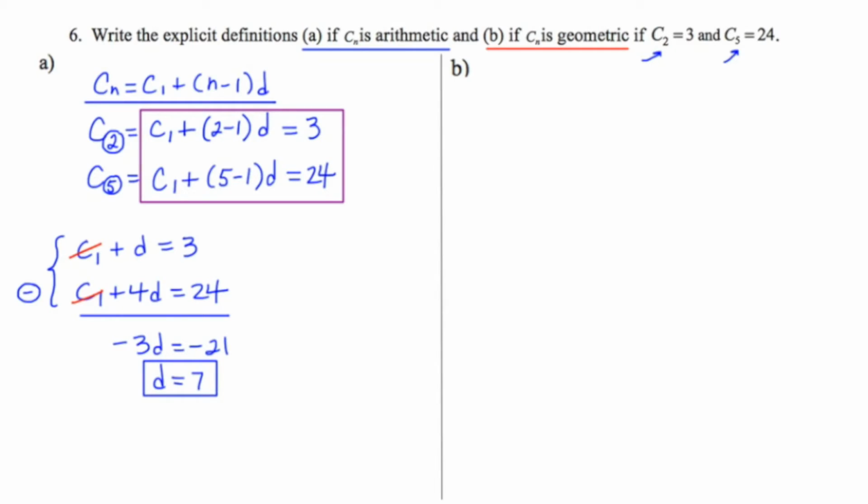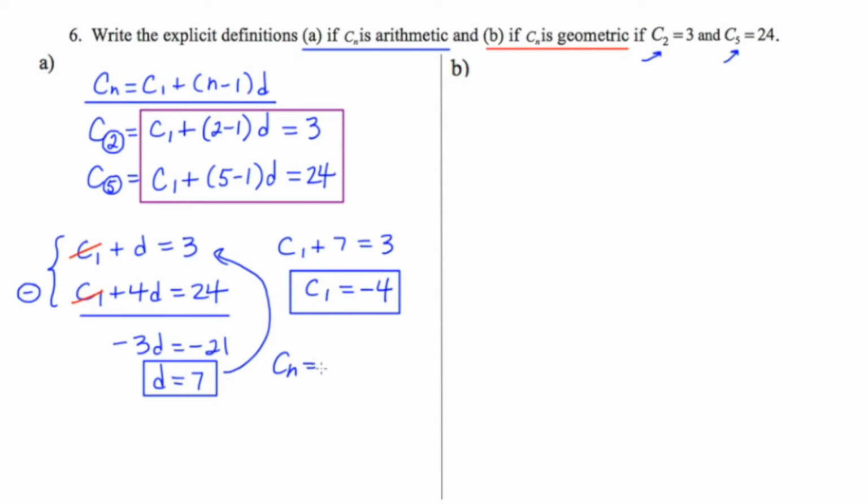And now that I know that d is equal to 7, I can back substitute and figure out what C sub 1 is going to be. So maybe I could back substitute into that. So I'll say C sub 1 plus 7 is equal to 3, which means that C sub 1 is equal to negative 4. With these two pieces of information, I'll be able to construct the explicit definition for this particular sequence. And I'll start by saying C sub n is equal to C sub 1, which is negative 4, plus n minus 1 times d, and d is 7.